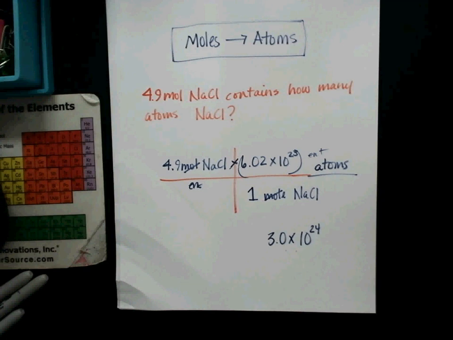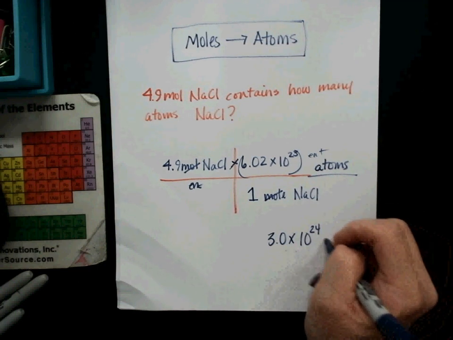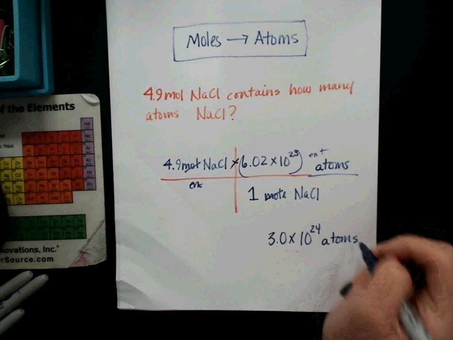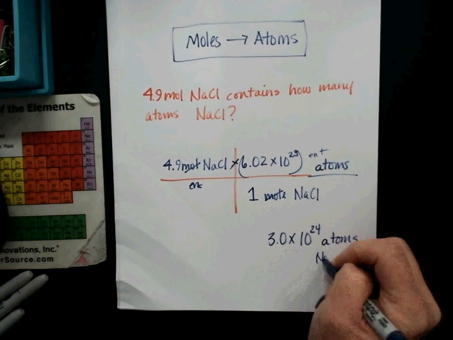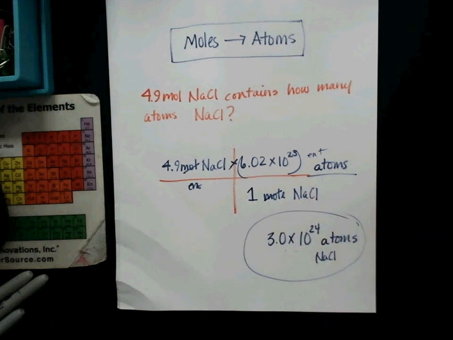Do you see that little E and then a number? Some people don't know what that means, and that's okay. So if you're one of those people, that's telling you times 10 with the exponent 24. That's what that means. That gives you your exponent. So that's how I got that. And that would be what? Atoms, NaCl.